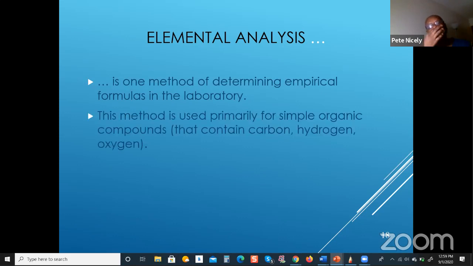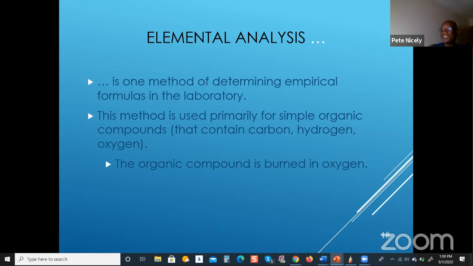Okay, so elemental analysis is basically a procedure for determining the mass of elements present in a particular compound, all right? This approach is normally used for simple organic molecules which contain carbon, hydrogen, and maybe oxygen, and maybe some other elements. So basically the way this works is that you weigh the compound first, and then you burn it in oxygen.